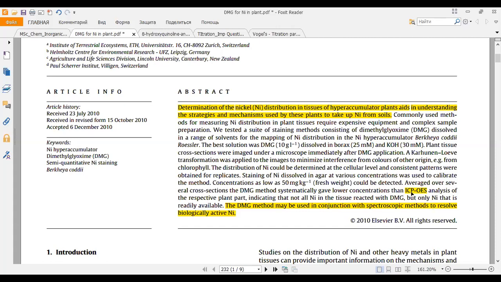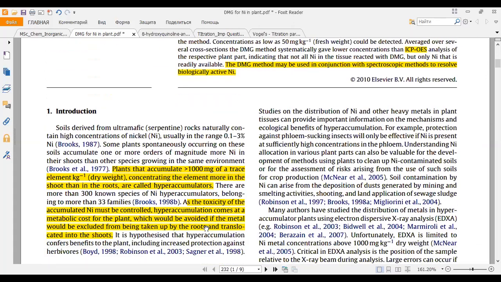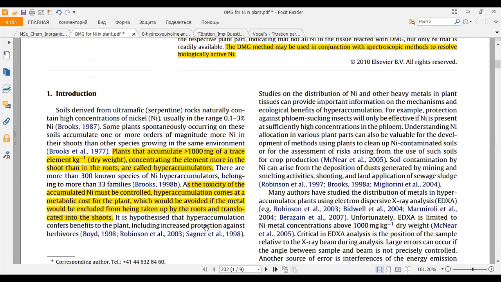Okay, ICP, inductively coupled plasma. So the DMG method may be used in conjunction with the spectroscopic method to resolve biologically active nickel. So they are using this to form the complex with the DMG and using spectroscopy to resolve the biologically active nickel. Okay, let's go into the introduction.